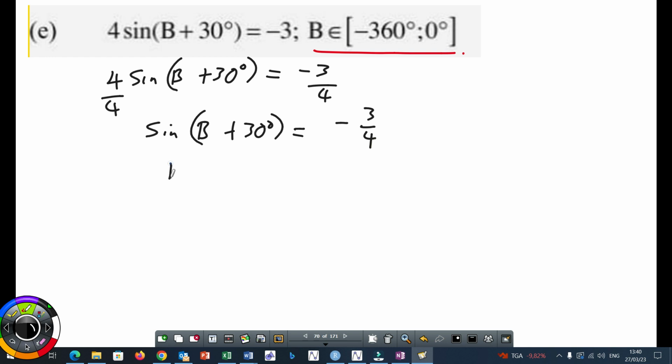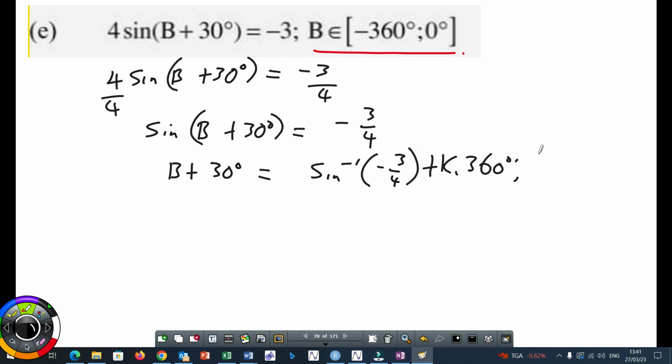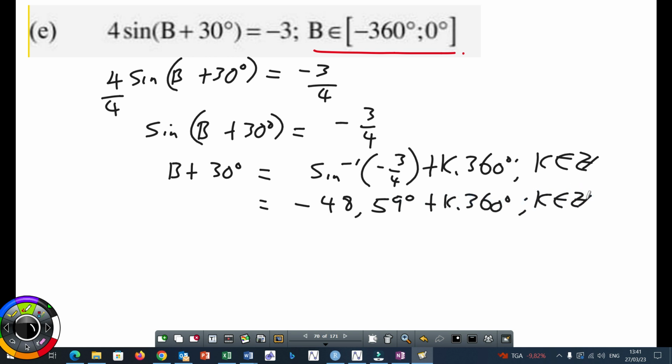Then we introduce shift sine, that is the reference angle. So in this case it will be shift sine of minus 3 over 4, plus k times 360, where k is an integer. Right? What is shift sine of minus 3 over 4? Plus k times 360, where k is an integer.